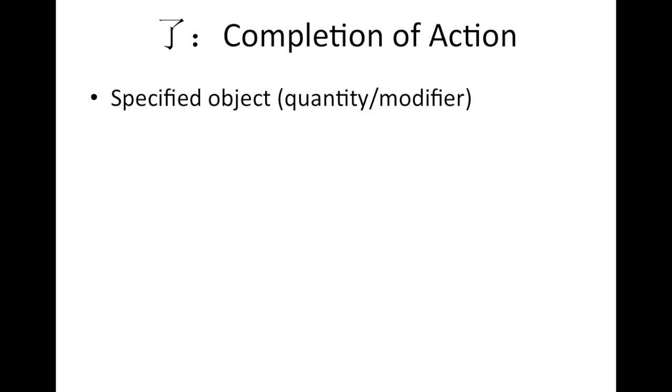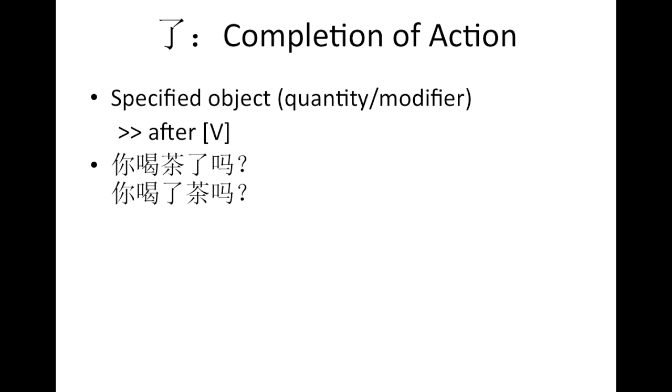The only exception where le can only be placed in one position of the two is when you have a specified object. What does that mean? That means you have a quantity, a number before the object, or a modifier before the object. In that case, you can only place le after the verb instead of the end of the sentence. So normally, when we do not have a specified object, it would look like this. 你喝茶了吗? Or you can put le after the verb, 喝.